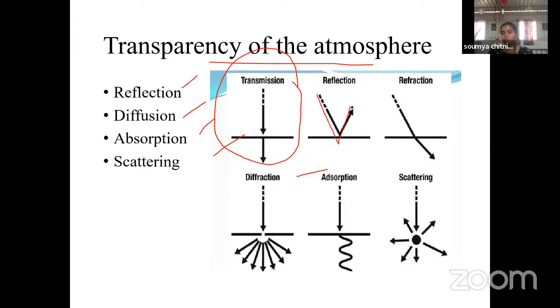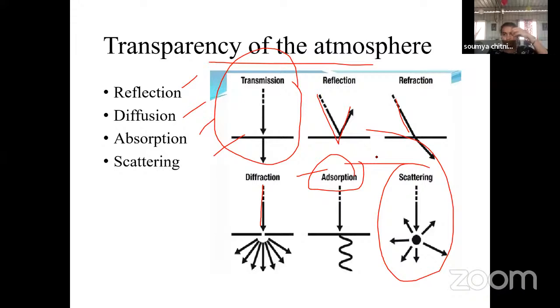Reflection, as I told you, will reflect back, and the quality remains the same. Refraction is when it moves in one direction and refracts, that means the direction of the ray changes. Diffraction is when a single ray diffracts into different rays. Adsorption and absorption are two different words. Adsorption is a surface phenomenon, whereas absorption is an entire matter phenomenon. All right. And scattering: because of dust particles, the solar radiation is scattered into different directions. That is why we find a blue sky or an orange sky.